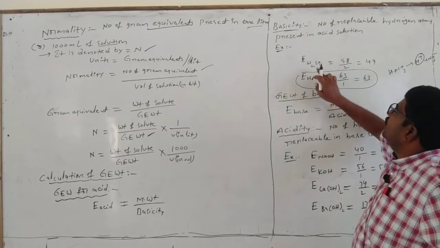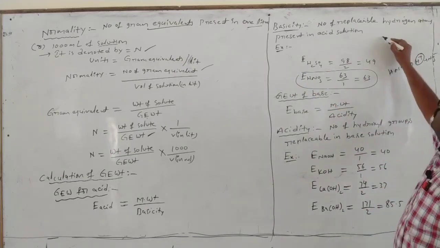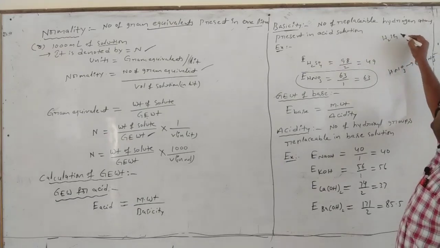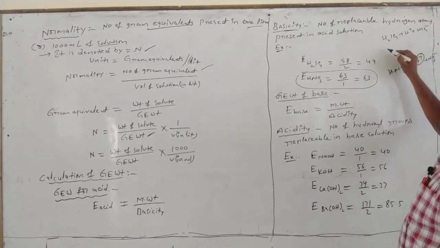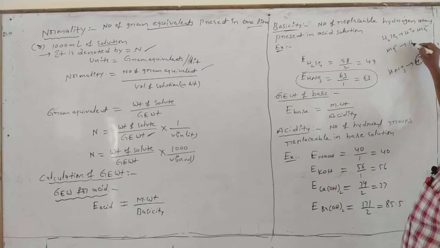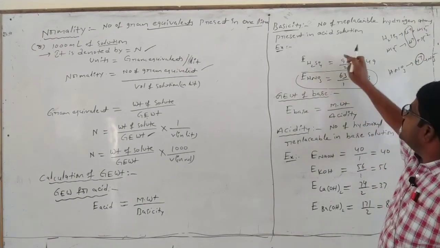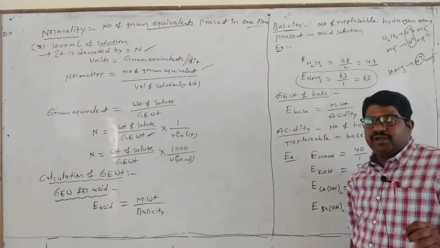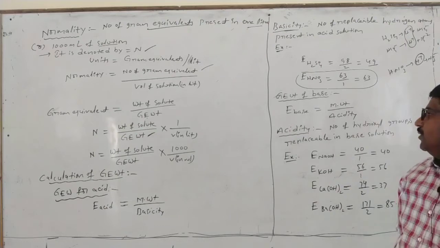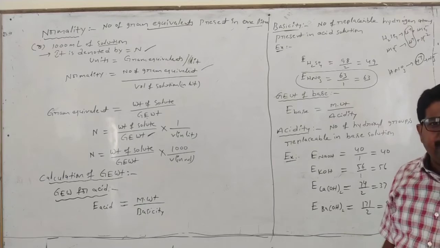For example, H2SO4. How many hydrogens are replaceable? 2. H2SO4 gives H plus and HSO4 minus. Again, HSO4 minus gives H plus and SO4 2 minus. Here, how many hydrogens are replaceable? 2. So the weight of sulfuric acid, 98, by 2 is equal to 49. So 49 is the gram equivalent weight of H2SO4. This is the calculation of gram equivalent weight for acids.